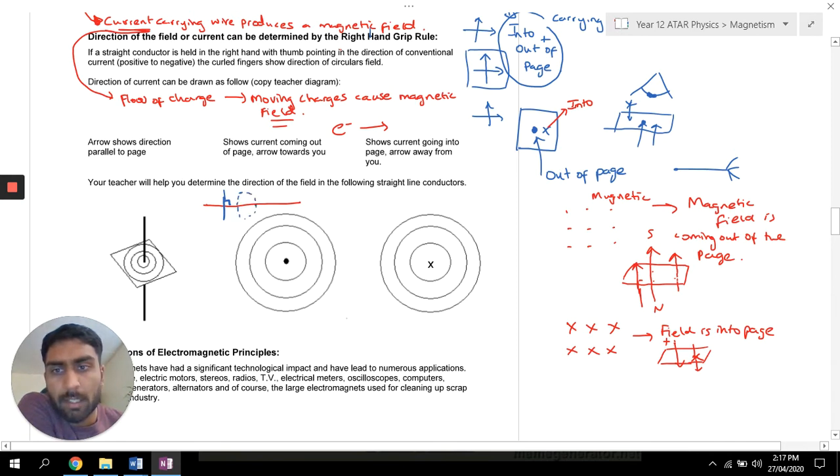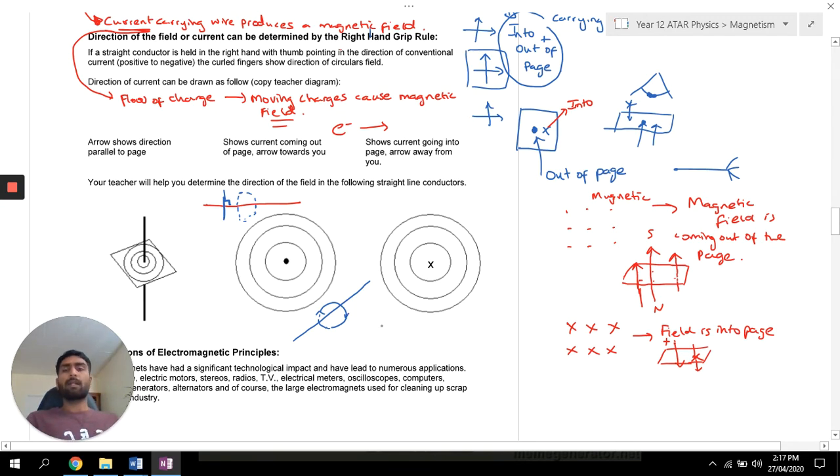In this case, we're looking at it into and out of the page. So that's a bit of a funny drawing, but let me draw that again. If there's a wire going this way, then the field will be circular around it.